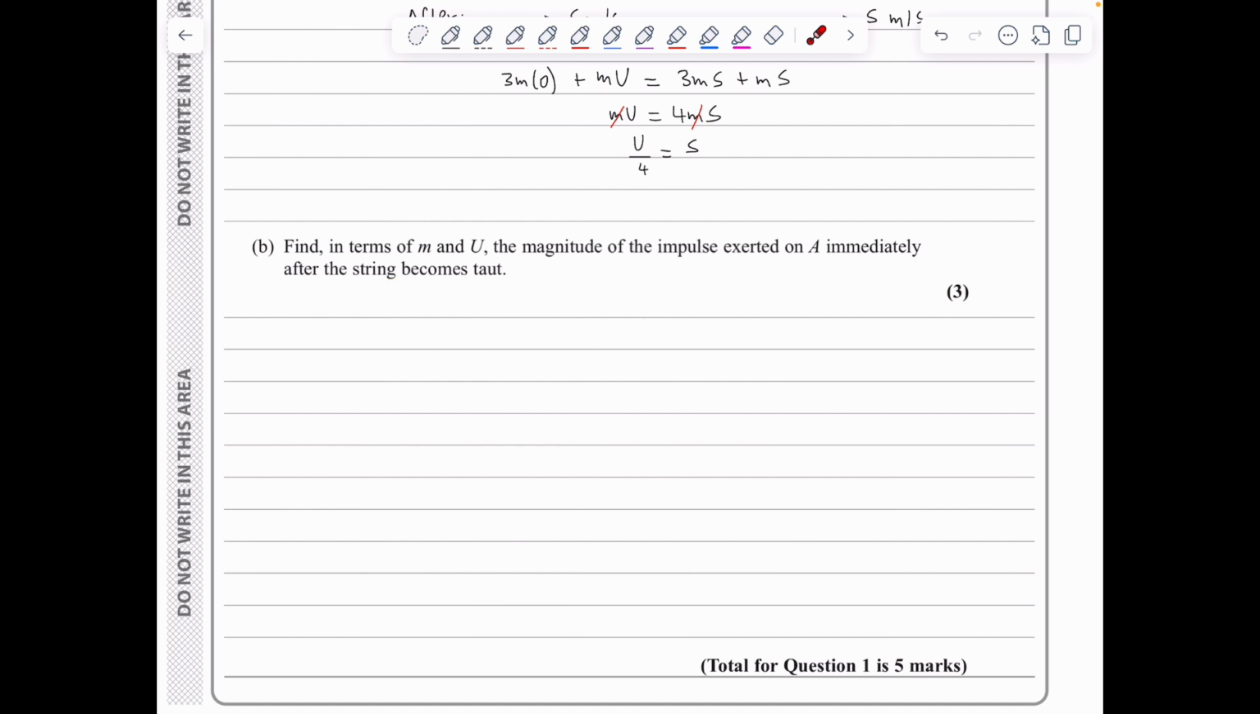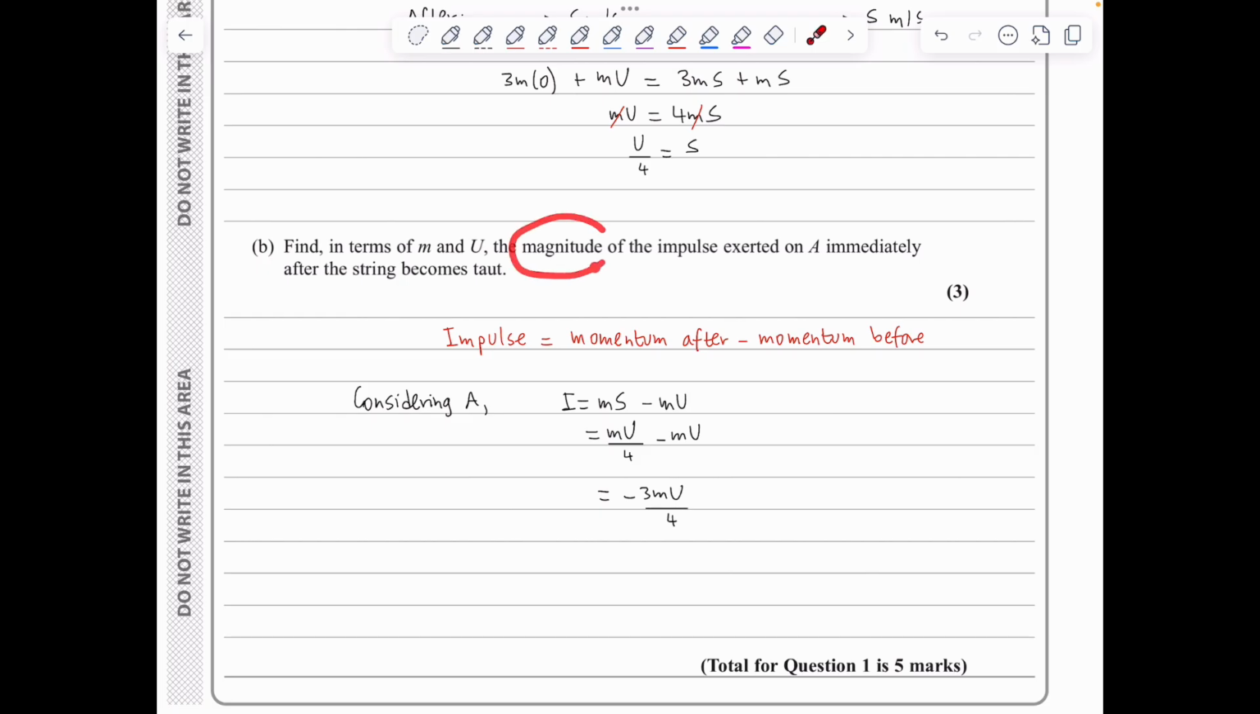Well, we know that the impulse is the momentum after minus the momentum before. I will be considering A. So considering A, the impulse is given by mS, which is the momentum after, minus mU, which is the momentum before. Now we have arrived at capital S being U over 4 in part A. So we're looking at mU over 4 minus mU, which simplifies to negative 3mU over 4. However, the question is asking for the magnitude of the impulse. So the magnitude of the impulse is always positive. So this is 3mU over 4 newton seconds.